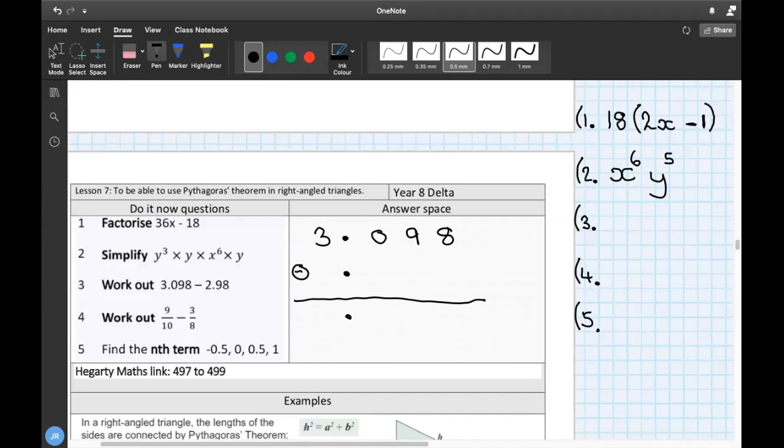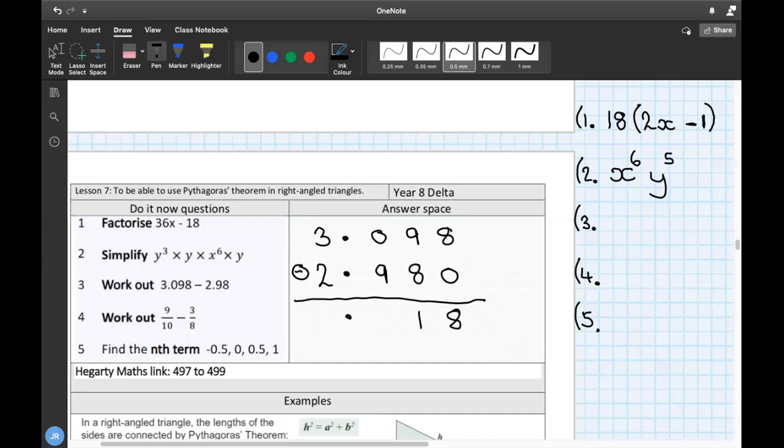And now we're ready to put our second value in, 2.98. So it's 2 decimal point, then a 9, then an 8. You can leave this space blank or you can put a 0 there. It does not matter. We're now ready to start doing our subtraction. 8 take away 0, it's 8 still. 9 take away 8 is 1.